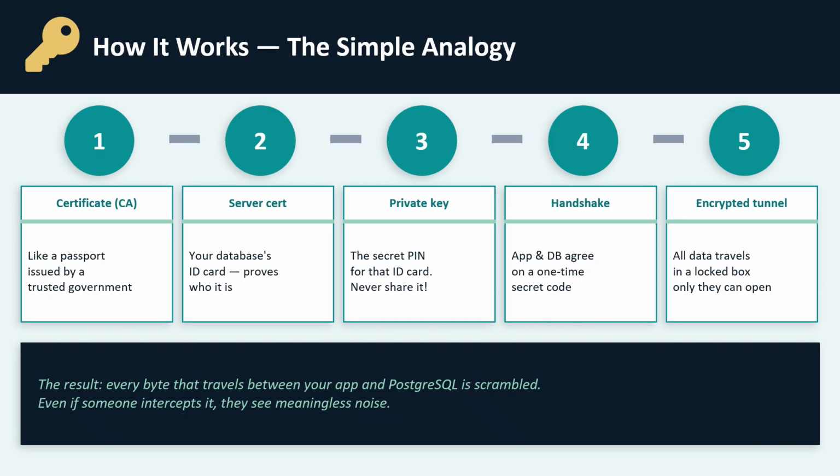And how it works. Now let's understand how SSL actually works using a simple real-world analogy. First, there's a certificate authority. Think of this like a government passport office. It issues and stamps certificates. Second, your PostgreSQL server gets its own certificate, its ID card. Third, the ID card has a private key attached, like a secret PIN that only your server knows. When your app tries to connect, they do a handshake, like two people agreeing on a secret code before talking. After that handshake, they both agree on an encryption key, and from that point on, all communication travels in a locked box. The whole handshake takes milliseconds and happens automatically every single time.